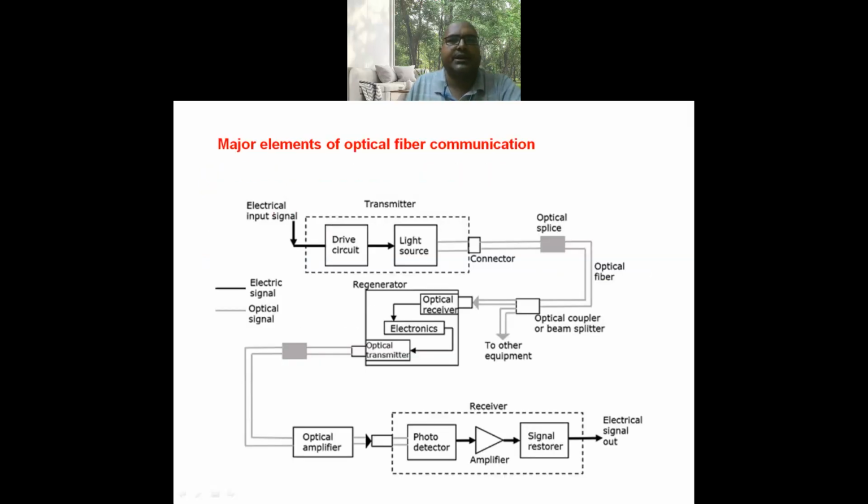The next is major elements of optical fiber. The major blocks of optical fiber are transmitter, regenerator, amplifier, and receiver. Transmitter, receiver, regenerator, and optical amplifier. Here, the transmitter will convert the electrical signal into light.